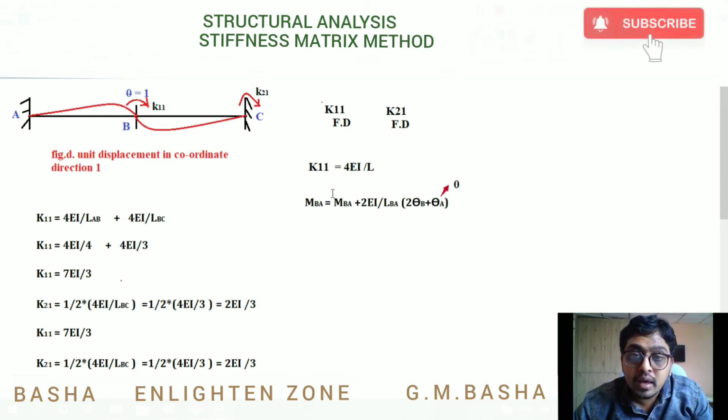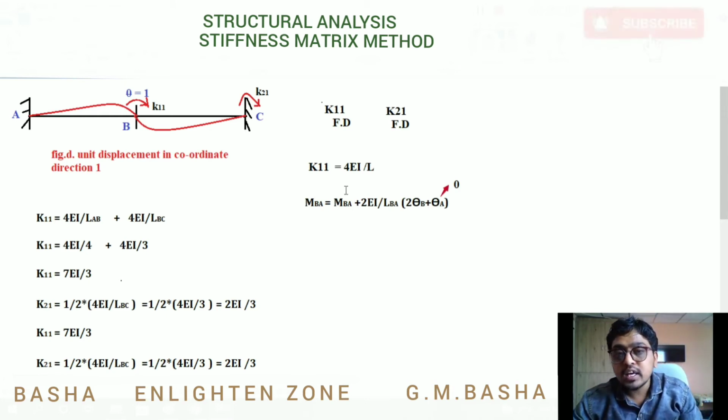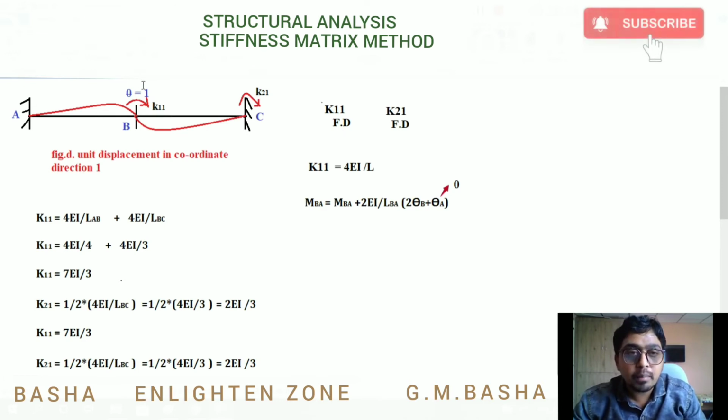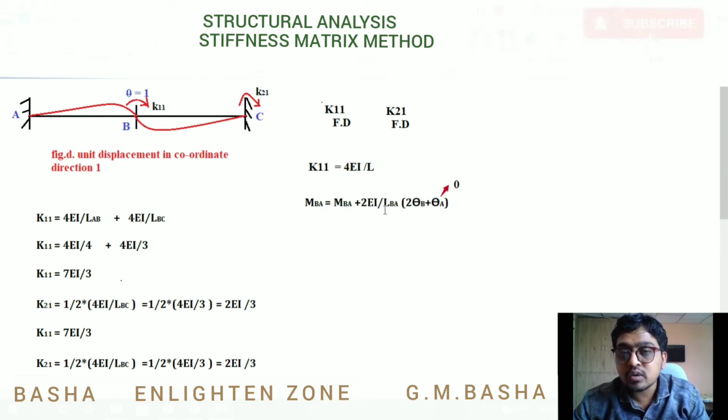And what about this MBA? This MBA refers to the fixed end moments. Here we are applying unit displacement at 1 and we are not considering any given loading conditions. That is the reason the fixed end moment MBA will be equal to 0 plus 2EI by L into 2 theta B. The length of this span will be taken as 4. So 2EI by 4 into 2 theta B. If you simplify that, what will you get?